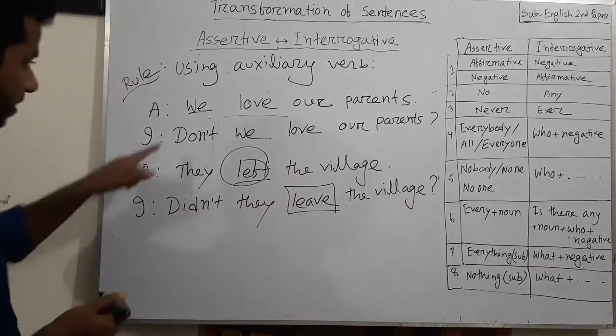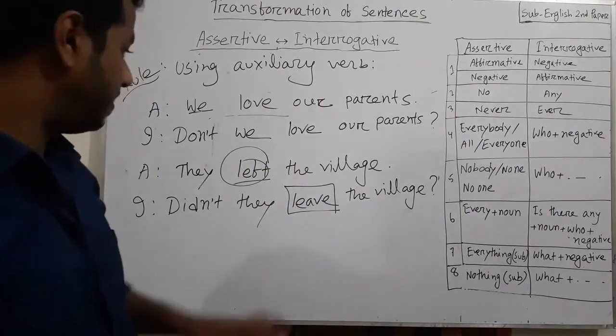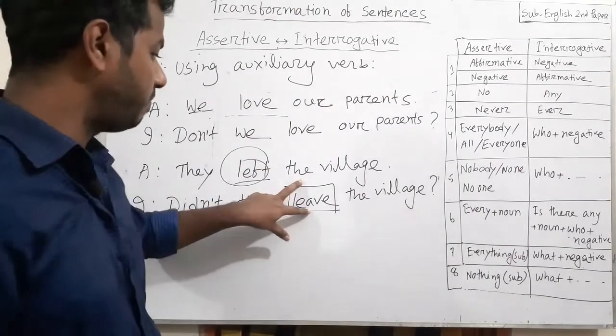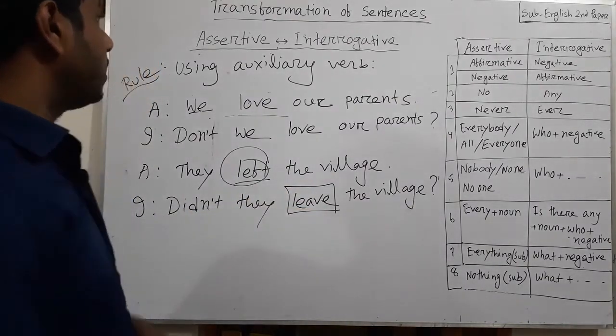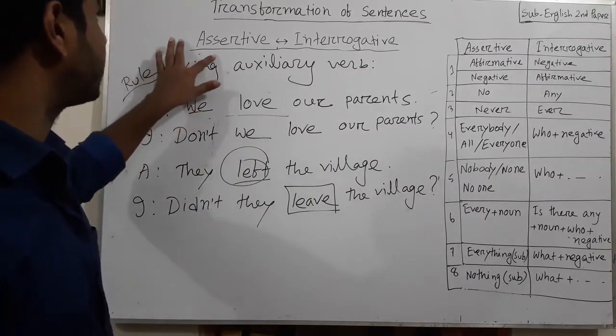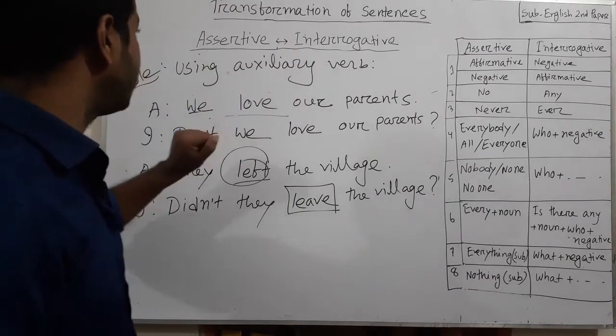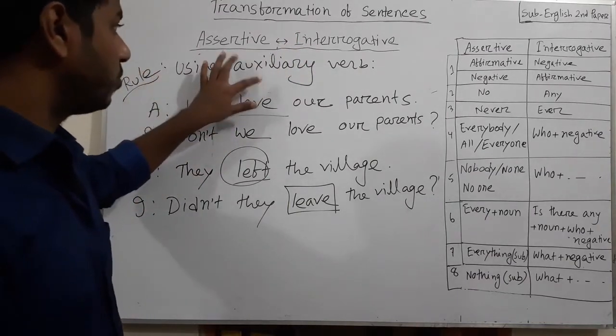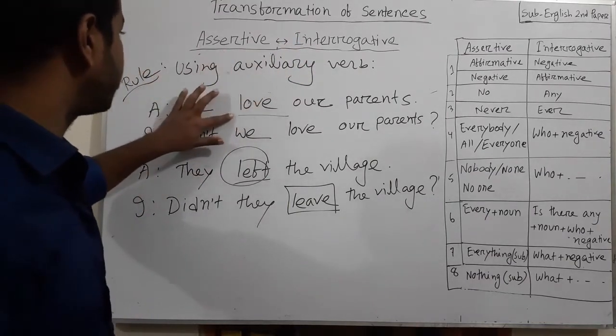Okay, why is it leave here, when there is left? So remember that after do, does, did, there will be a verb in base form, the main verb will be in base form. Okay, so in the first rule we have discussed making an assertive sentence into an interrogative sentence using an auxiliary verb. So I have revised for your better understanding.